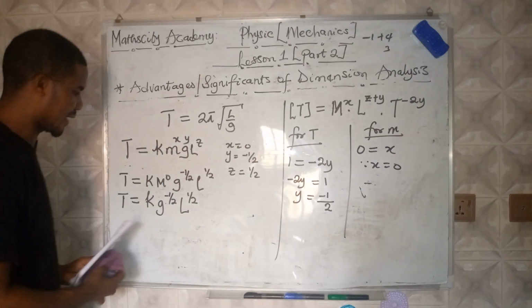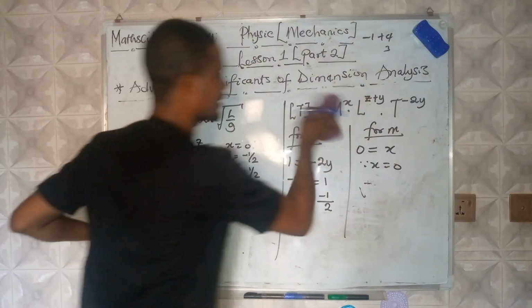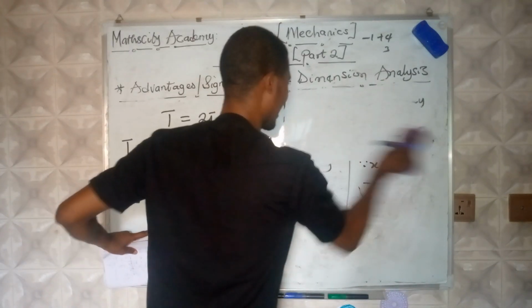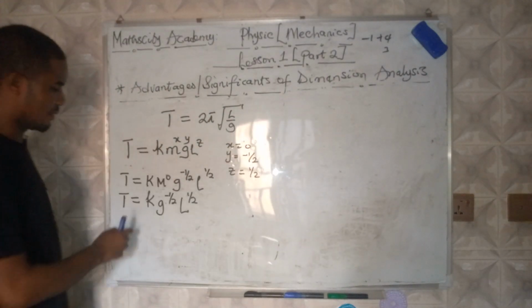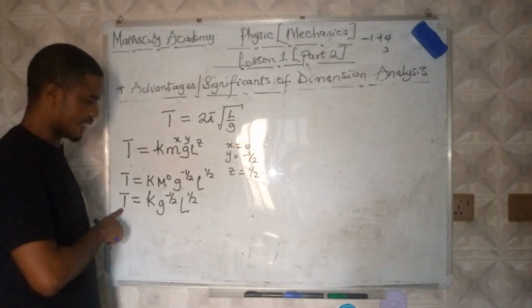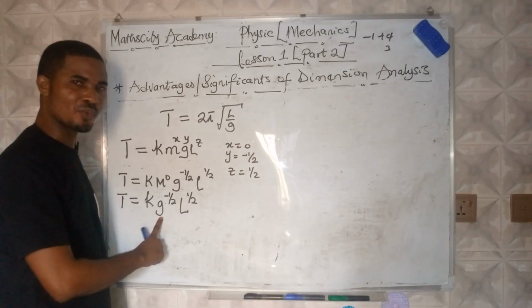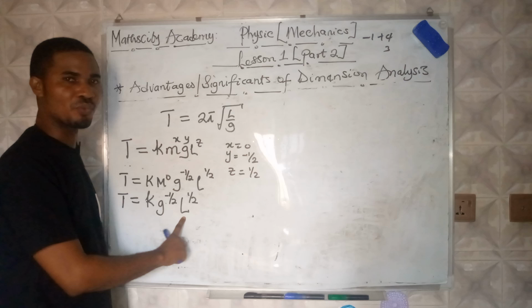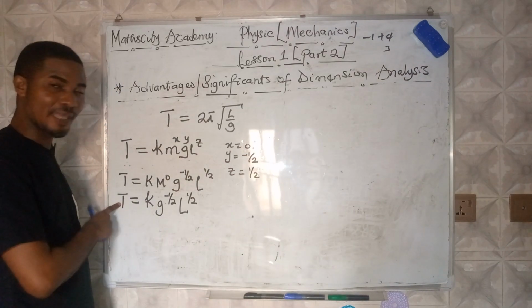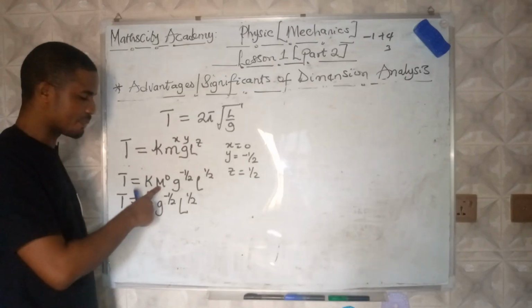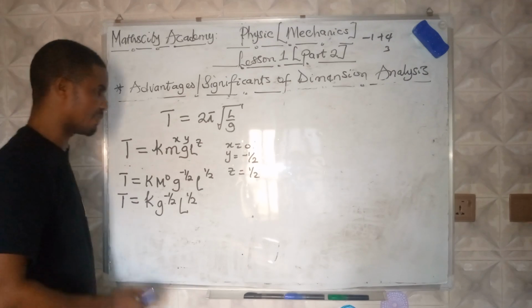Note that. Now let's simplify this and see how G and L are related. When you are performing an experiment for the period of a simple pendulum, you have to be careful with G and with the length of the rope, because both of them and the constant affect the period. But you need not be careful with the mass of the bulb, because it doesn't affect the period of a simple pendulum.